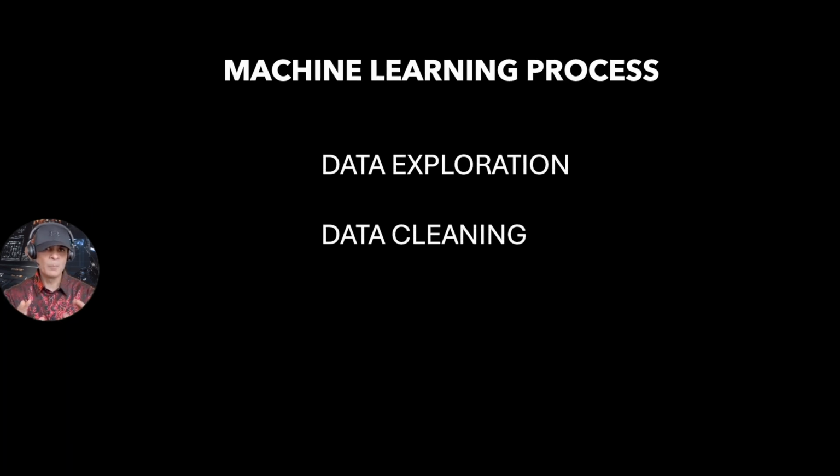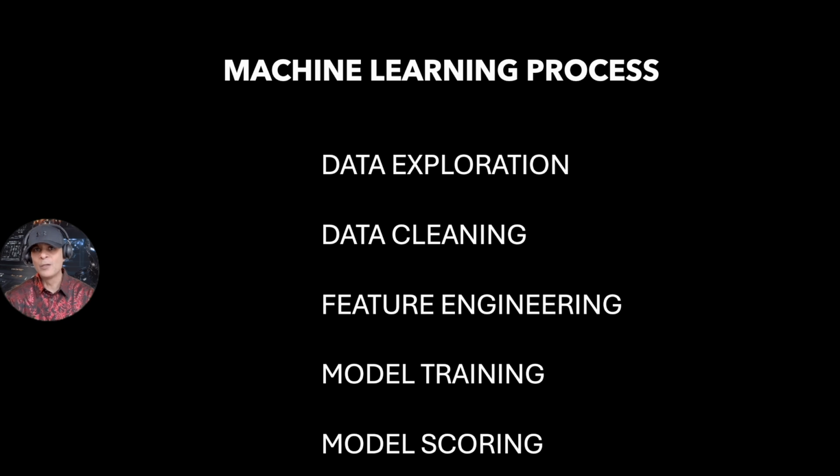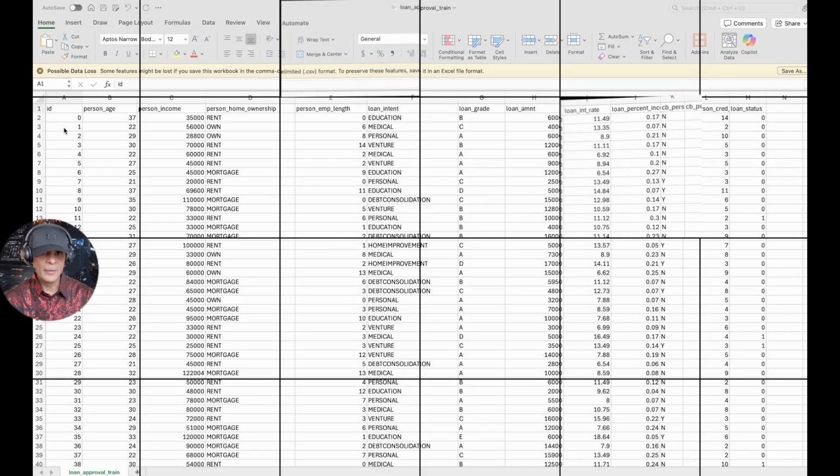Now here is the machine learning process which I'll be using. I'll be starting with some data exploration followed by data cleaning. I'll also do some feature engineering followed by model training. And then we will use the model to score the data in the scoring data set to predict if the loan is going to be approved or not. And we will do all these steps just in plain English, no Python coding. Now let me jump to the demo.